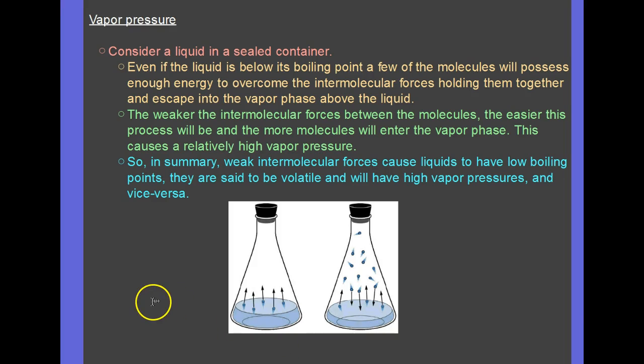Vapor pressure. Consider a liquid in a sealed container. Even if the liquid is below its boiling point, a few of the molecules will possess enough energy to overcome the intermolecular forces holding them together and escape into the vapor phase above the liquid. The weaker the intermolecular forces between the molecules, the easier this process will be, and the more molecules will enter the vapor phase. This causes a relatively high vapor pressure. So in summary, weak intermolecular forces cause liquids to have low boiling points. They are said to be volatile and will have higher vapor pressures, and vice versa.